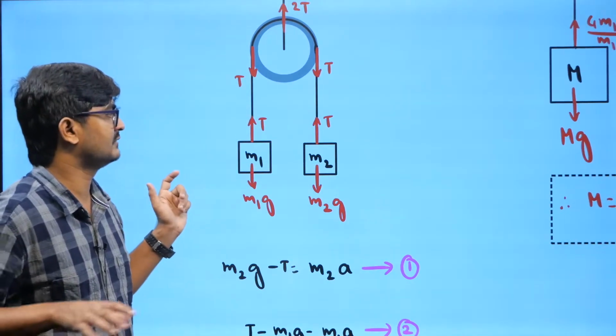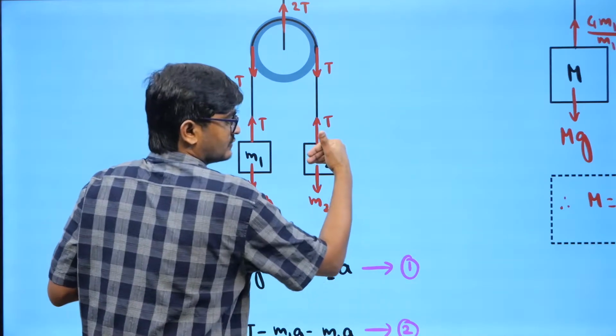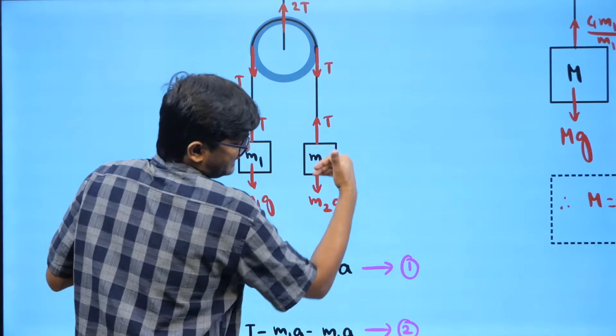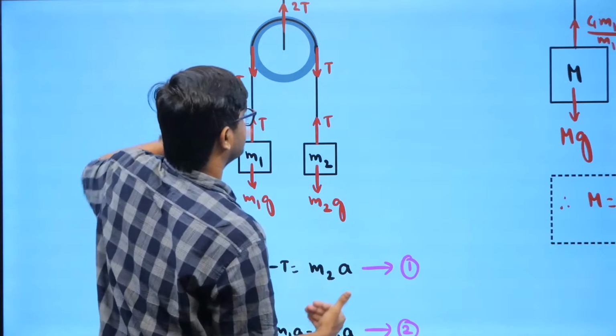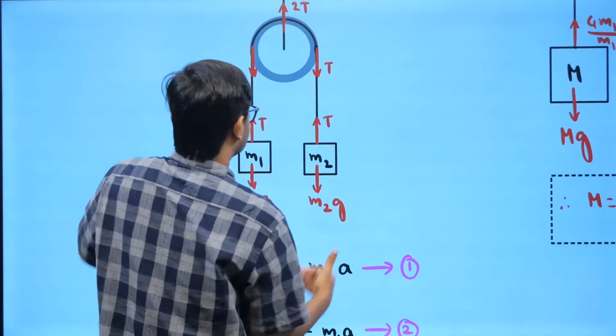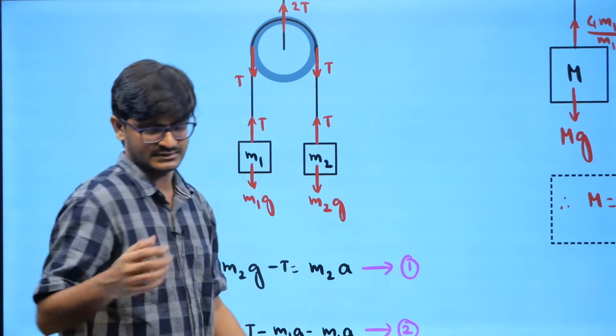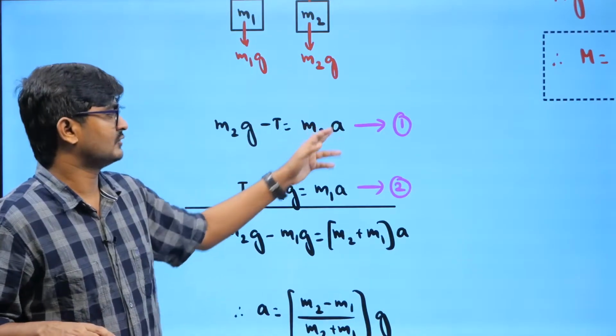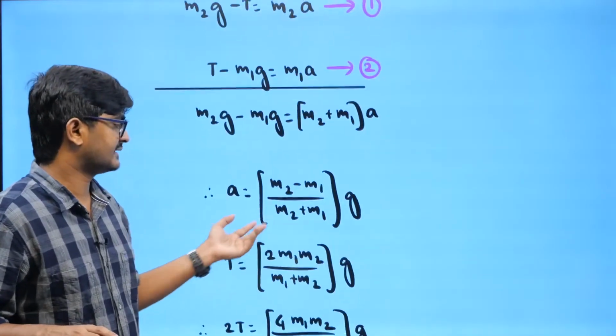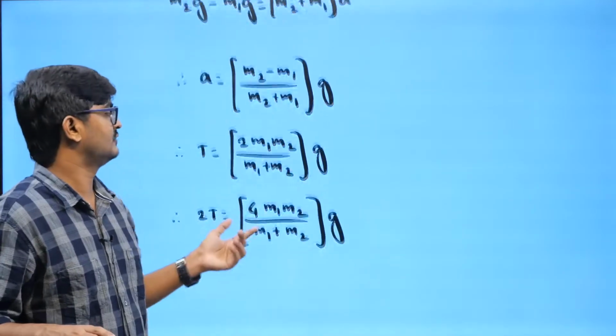If the string is inextensible, if this one goes down by a distance x, then this one also will go up by a distance x. So if this acceleration is a downwards, this acceleration will be a upwards. So that's the reason I took both accelerations as the same. When you solve it, you will get the acceleration as this much. When you substitute that acceleration, you will get the tension as this much.